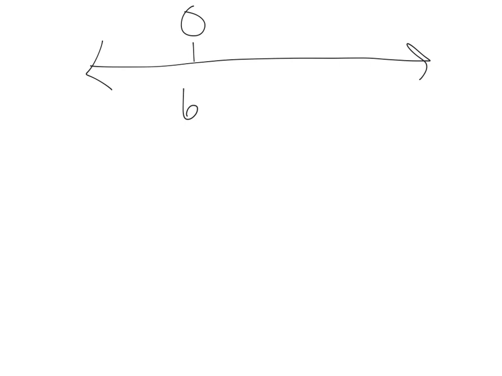So my graph will look like this. V is less than 6, so that's an open circle pointing in this direction, or V is greater than 34, so that's an open circle pointing in that direction.